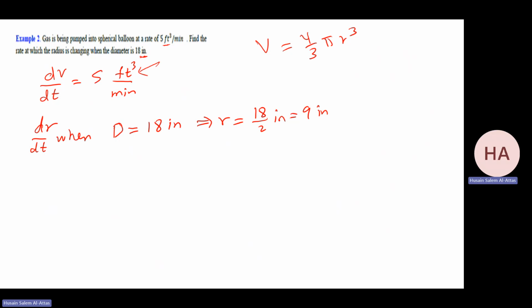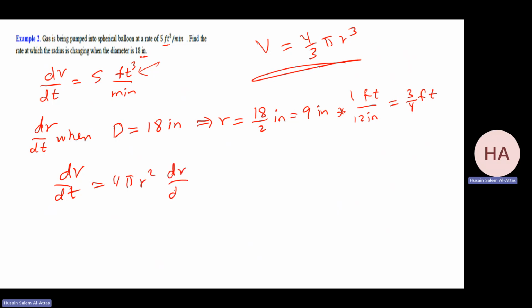So change this. I know 1 foot is 12 inches. That gives me 3 over 4 feet. Differentiate this. I have dV by dt. It's 4 pi r squared dr by dt. This is what I want. This is given. This is given. And I have the same unit.